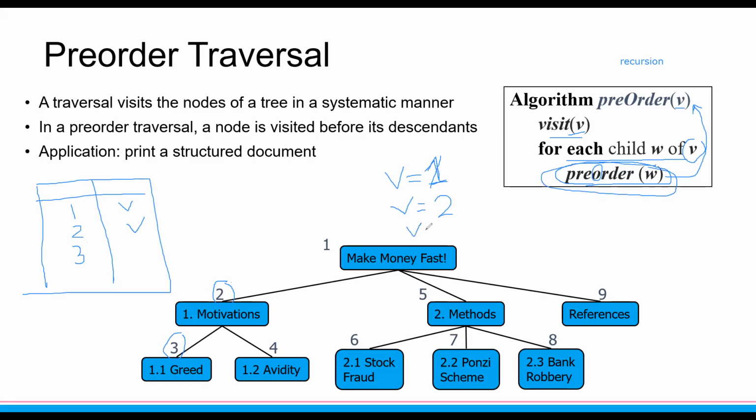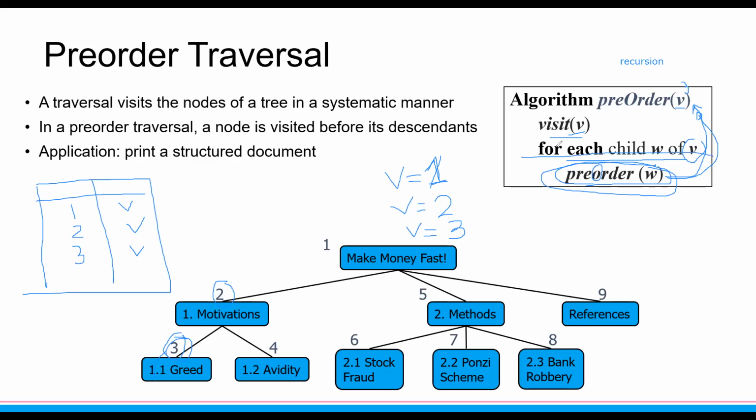So V, now we will go to 3, and again it will be a recursion. We will do the pre-order V. V is 3, and then we will visit 3. And then for each child W of V, is there any child of 3? No, because there is no child, so we will finish this one.